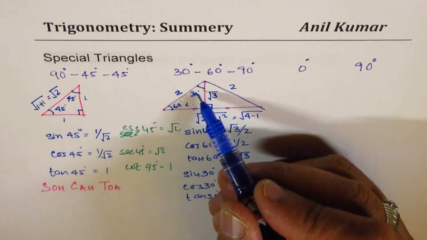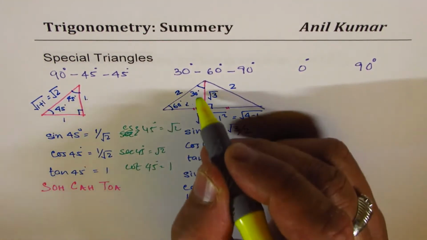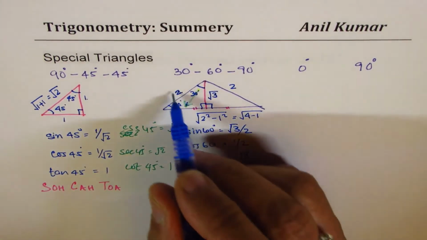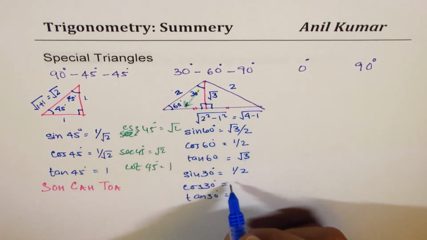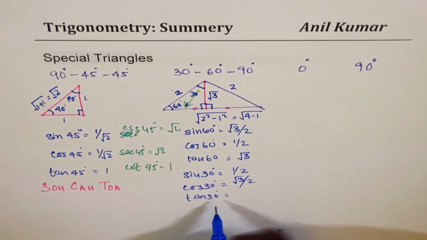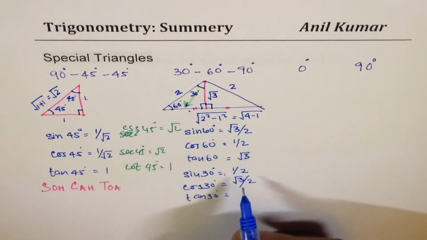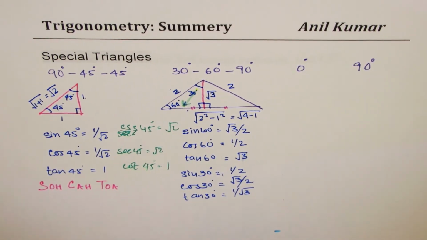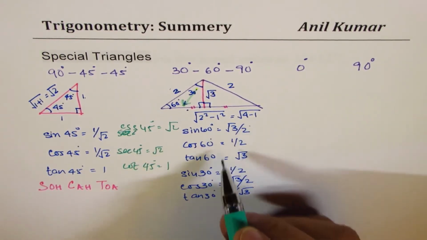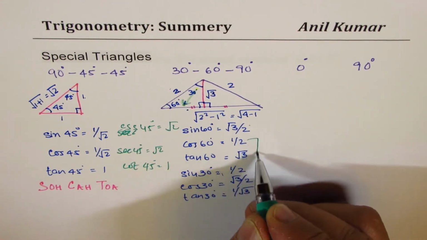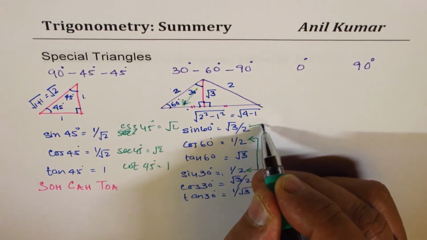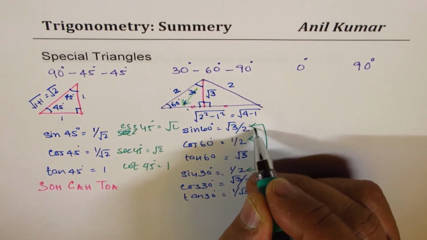For 30 degrees, you have to look from that side. Now if I look from this side, the side opposite is 1, correct? So sine will be 1 over hypotenuse of 2. For cosine, it becomes square root 3 over 2. And for tan, it will be 1 over square root 3. You will notice here that cos of 60 degrees and sine of 30 degrees are the same. Do you see that? Also, sine of 60 degrees and cos of 30 degrees are the same.